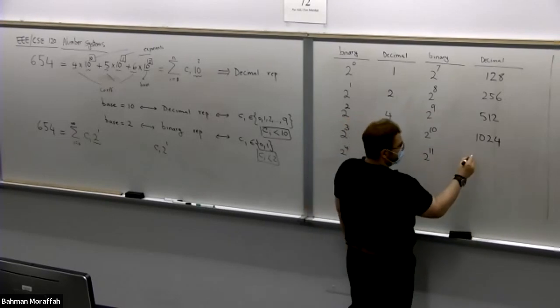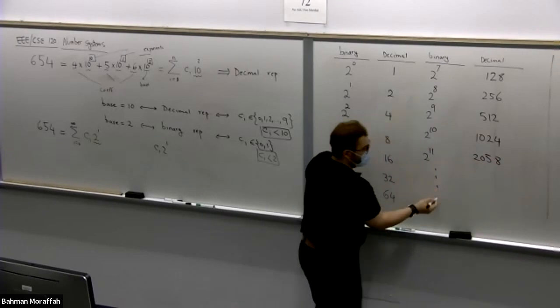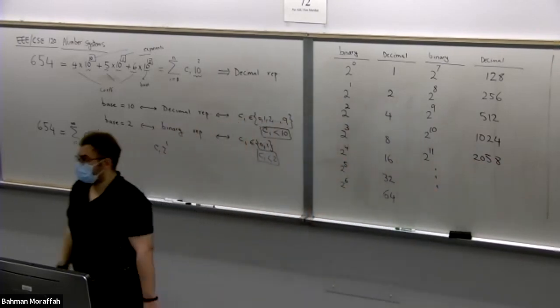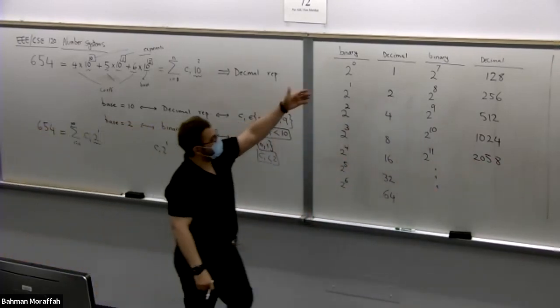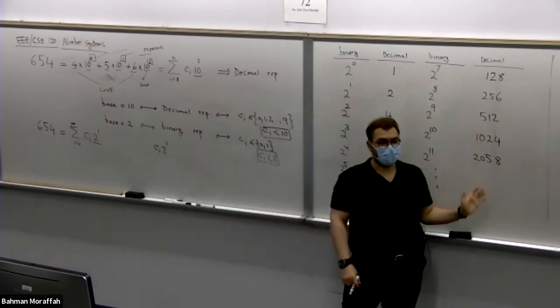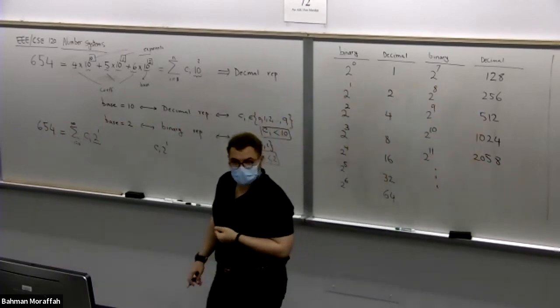2,048. And you can go. For this class, you're actually required to know all these numbers. You've got to memorize them. It's not really difficult. Right?